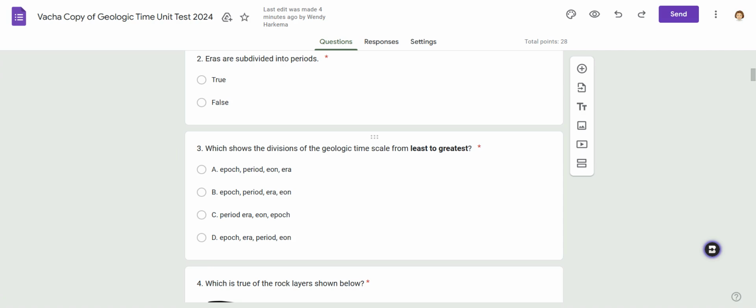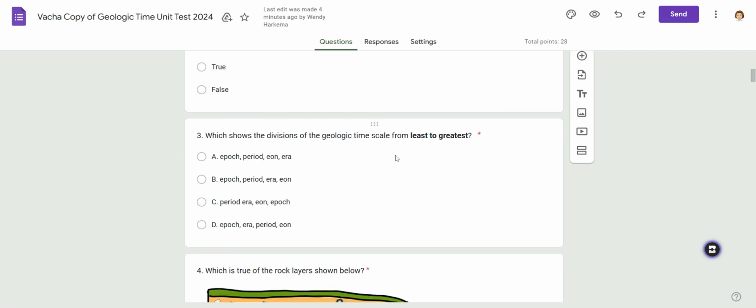Number 3, which shows the divisions of the geologic timescale from least to greatest? A, epoch, period, eon, era. B, epoch, period, era, eon. C, period, era, eon, epoch. D, epoch, era, period, eon.